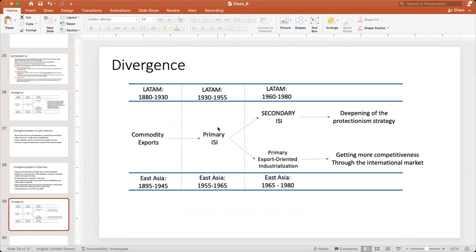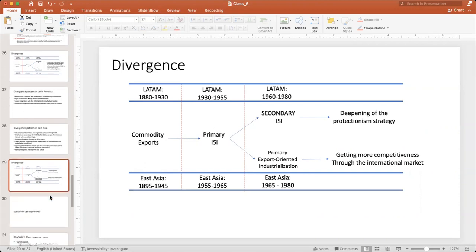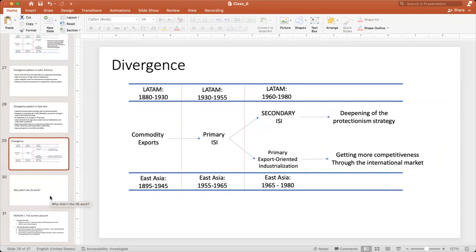Latin American countries from 1960 to 1980 tried to deepen the protectionism strategy, and East Asia, on the other hand, wanted to, of course, enhance their industry, but through the international market, getting more competitiveness in the international market, and through exports of primary manufacturing goods.